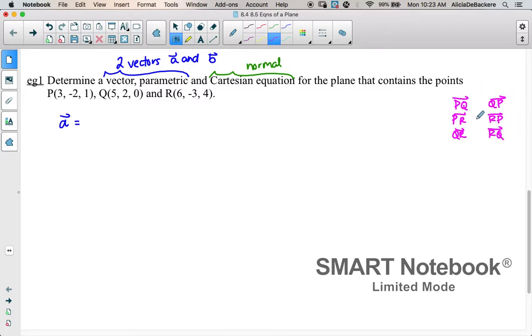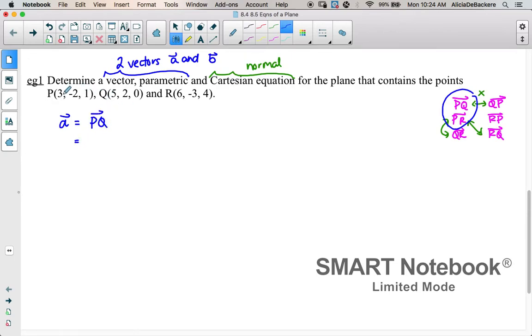There's going to be multiple answers here. But again, you can't pick these 2 together. That would be bad. But I could pick these 2 together. That would be fine. Or I could pick these 2 together. This would be fine as well. I'm going to do PQ and PR. Those are going to be my 2.